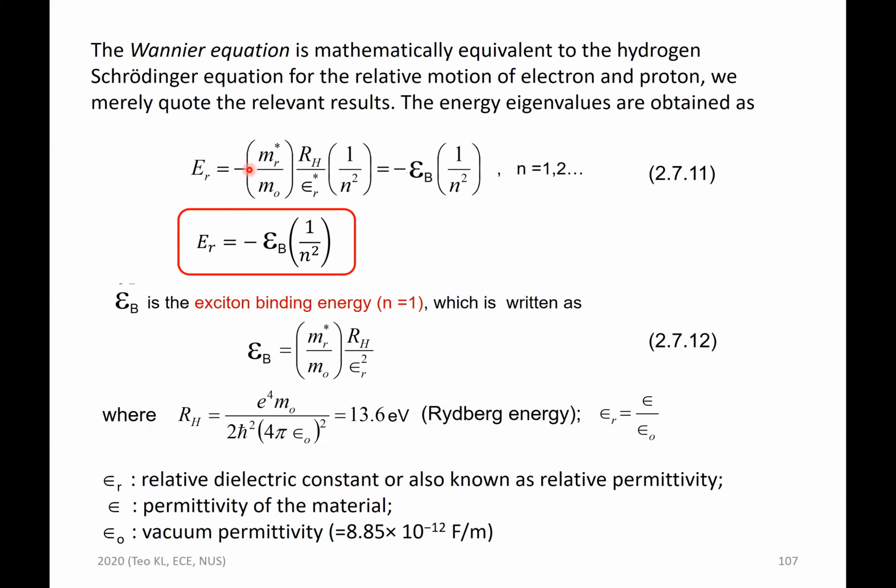So this part, I will call it epsilon B. The kinetic energy of the exciton due to the relative motion will be minus epsilon B times 1 over n squared. If n equals 1, then we just put E_R equals minus epsilon B. This will be the exciton binding energy, which binds the electron and hole at n equals 1. R_H itself, again, is the Rydberg energy, the binding energy of the hydrogen atom.